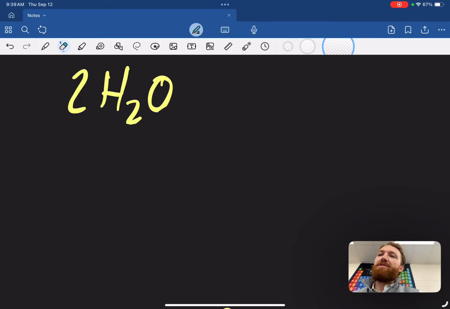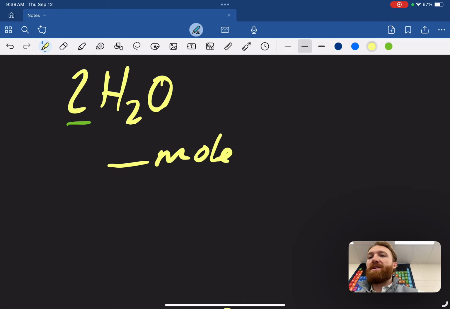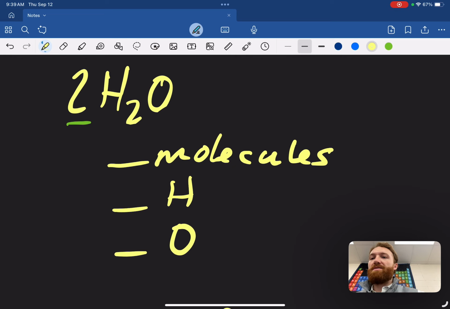Start off here with 2H2O. So when you see the 2 out front, this 2 is telling us how many molecules there are. On your worksheet, you're going to first have to figure out how many molecules of something there are. Then you're going to go into each individual atom. So in this one, we have a hydrogen and we have some oxygens. And so let's figure out how you would find each of these.